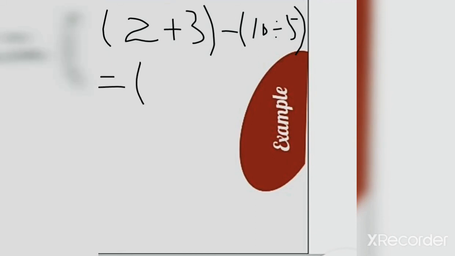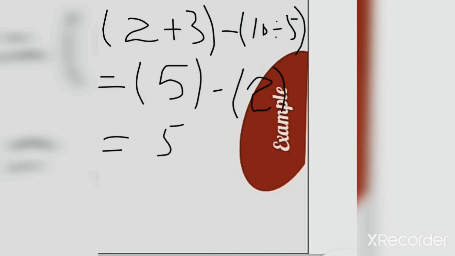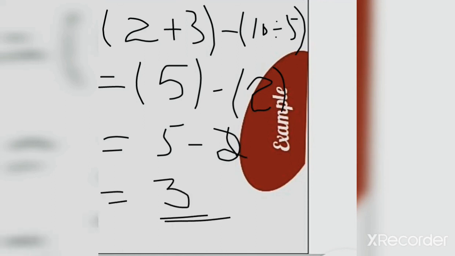In the first bracket I have 2 plus 3. The sum of 2 plus 3 is equal to 5, minus 10 divided by 5. How many 5s make 10? 2 fives make 10. So 10 divided by 5 is 2. Now subtracting 2 from 5, I get 3. 3 is my final answer.